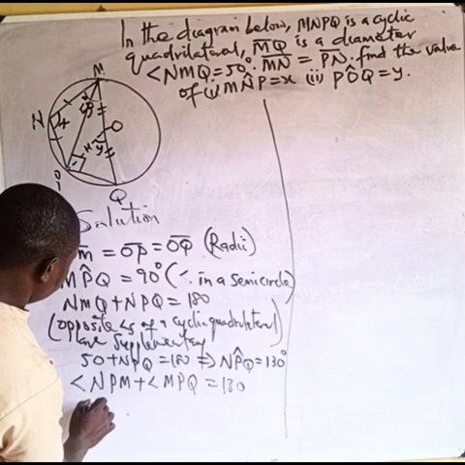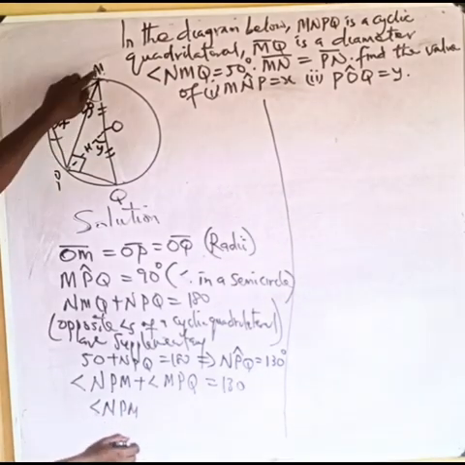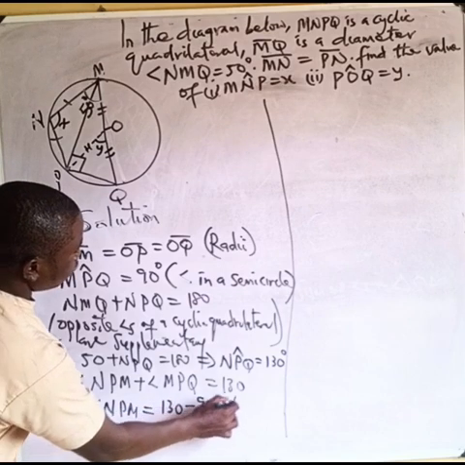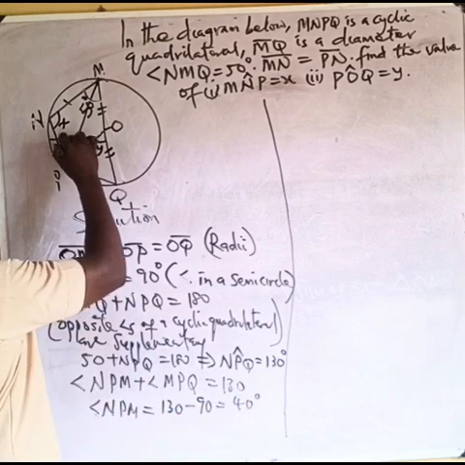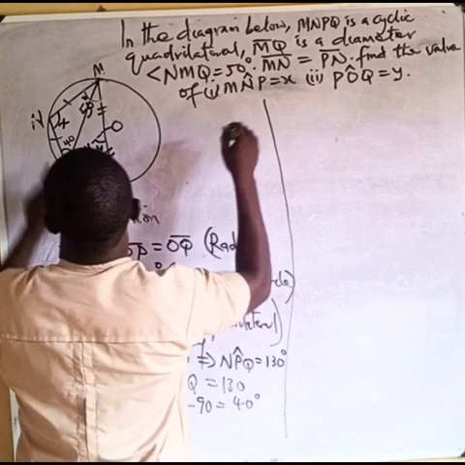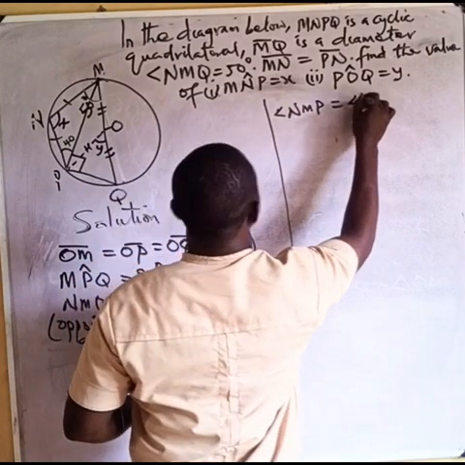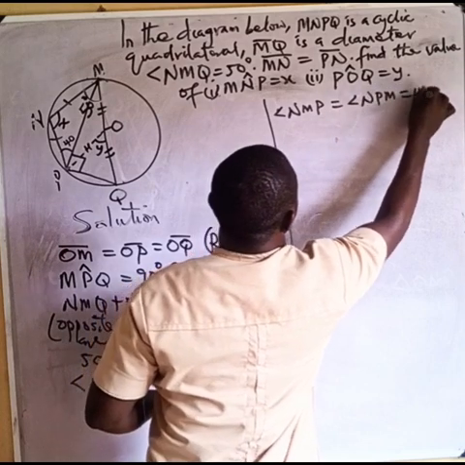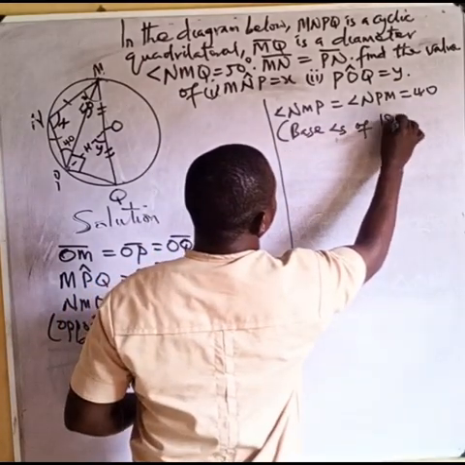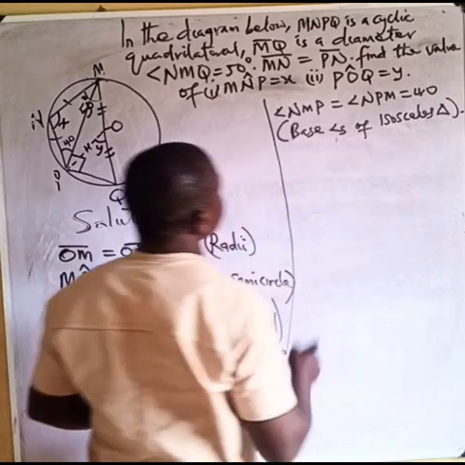And this is 90, therefore angle NPM will now be equal to 130 minus 90, which will give us 40 degrees. So this angle is 40 degrees. So angle NMP is equal to angle NPM, which is equal to 40 degrees. What is our reason? Because they are base angles of an isosceles triangle.